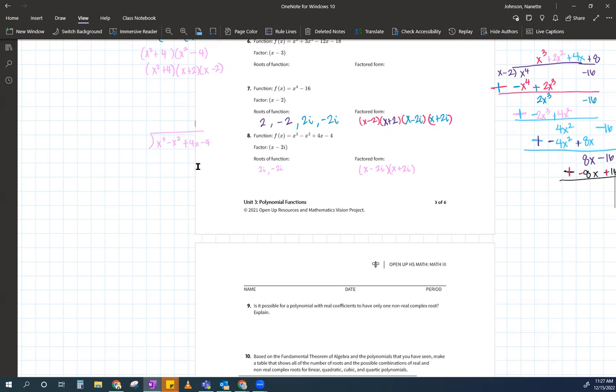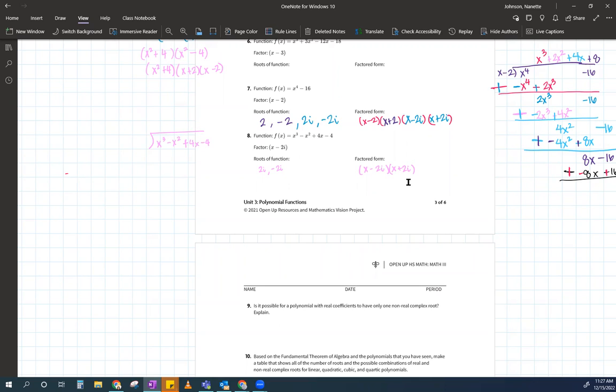Not x minus 2. Oh, I see why you're saying x minus 2, because of this, right? Can you multiply your last times your last? If you multiplied your last times your last, what is that? What's negative 2i times 2i? In case you don't know that, let's do that together.